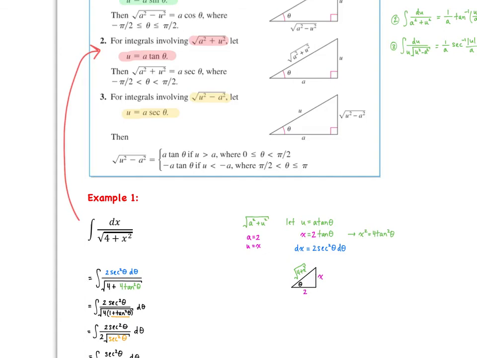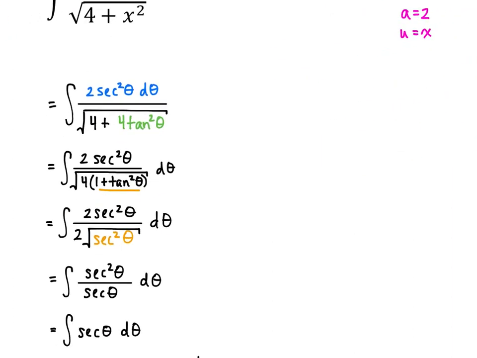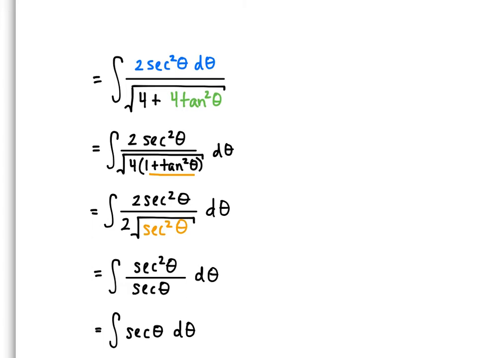Now let's dive back and make our substitutions. Instead of dx, we have 2 secant squared theta d theta. Then it's the square root of our a squared, so 4, plus our u squared, which is 4 tangent squared theta. What we can do now is factor out a 4. Now it's just a matter of cleaning up this integral. If we factor out a 4 here, we're left with 1 plus tangent squared of theta underneath that radical. Taking the square root of 4 is where we get 2 from.